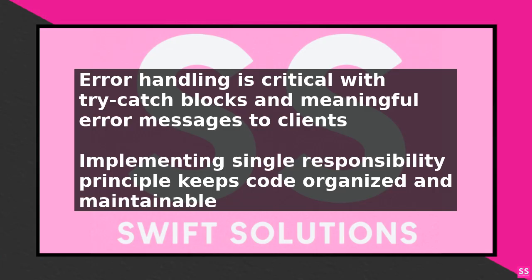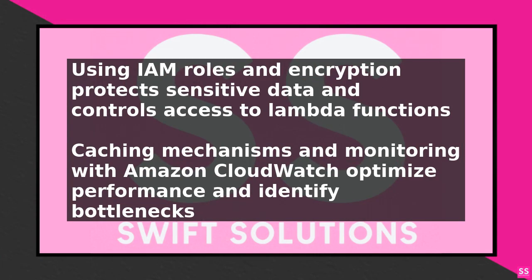To optimize the performance of your Lambda functions, you should use caching mechanisms, such as Amazon ElastiCache, to store frequently accessed data. This approach helps to reduce the latency and improve the overall performance of your application. Additionally, you should monitor your Lambda functions using Amazon CloudWatch, which provides detailed metrics and logs to help you identify performance bottlenecks. In conclusion, creating efficient and scalable Lambda functions for AWS Amplify requires careful planning, design, and implementation.